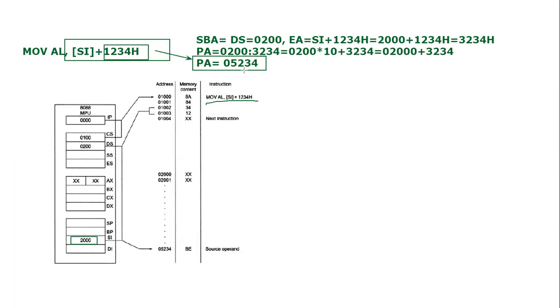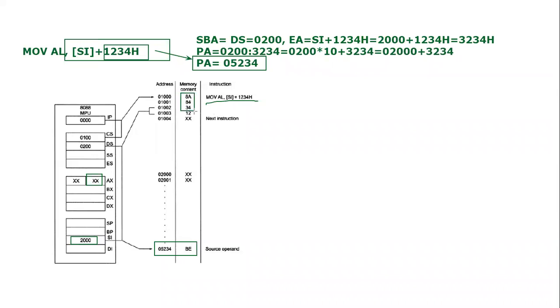If we go to that location, what is the value? Let me square it basically. The value at 05234 is BE. What we want to do is move it into the AL register, because this says that this memory location will be used as a source operand. Whatever the content is, you will have to move into AL. The AL register value is currently unknown. So if we execute this instruction, this BE should be moved into AL.